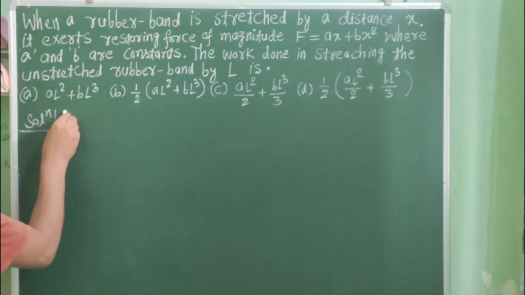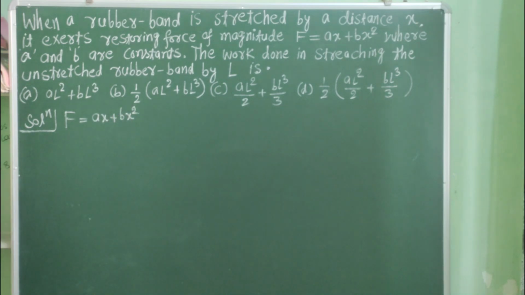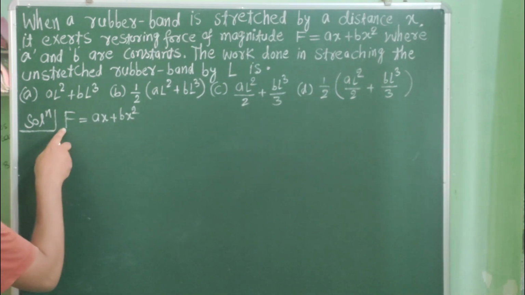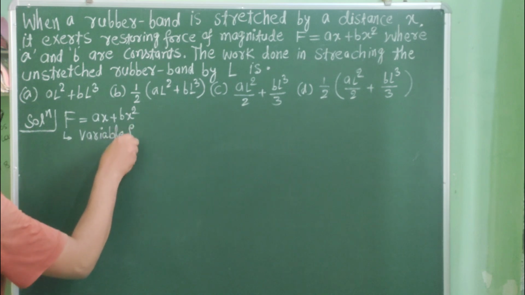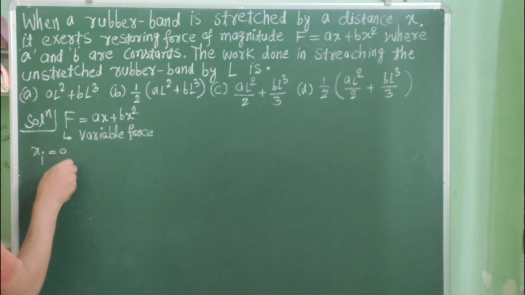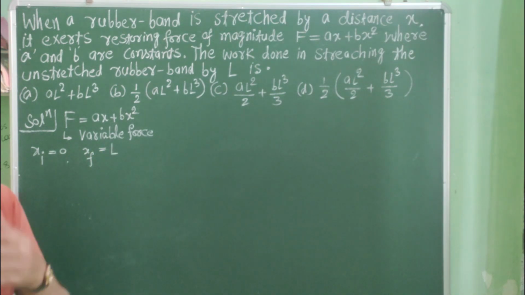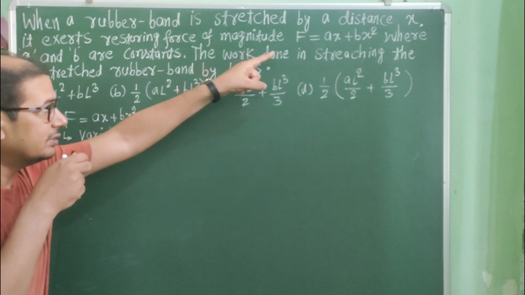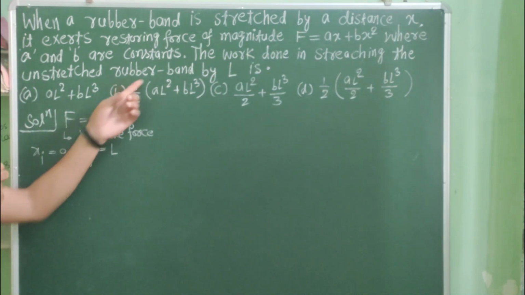Now, F equal to ax plus bx square. If x equal to 0, F equal to 0; x equal to 1, F equal to a plus b. That is a variable force. Now x initial equal to 0 and x final is equal to L. We have to calculate work done due to this force when the rubber band is stretched from x equal to 0 to x equal to L.